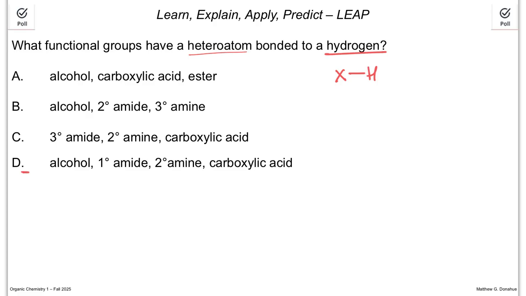So D. A is eliminated because of the ester. B, the tertiary amine. C, the tertiary amide. So again, those words translate into that bonding pattern that matches this criteria of XH.